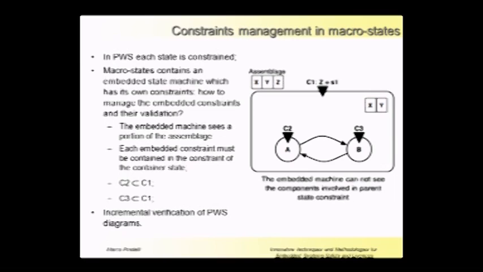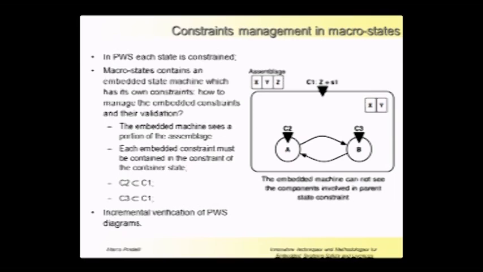And it is preferable to perform a verification of the containment of each embedded constraint into the external constraint. For example, C2 and C3 must be contained into C1. And if these properties are verified, and if the transition post condition is contained in C2 and C3, then the external constraint will never be violated at runtime.